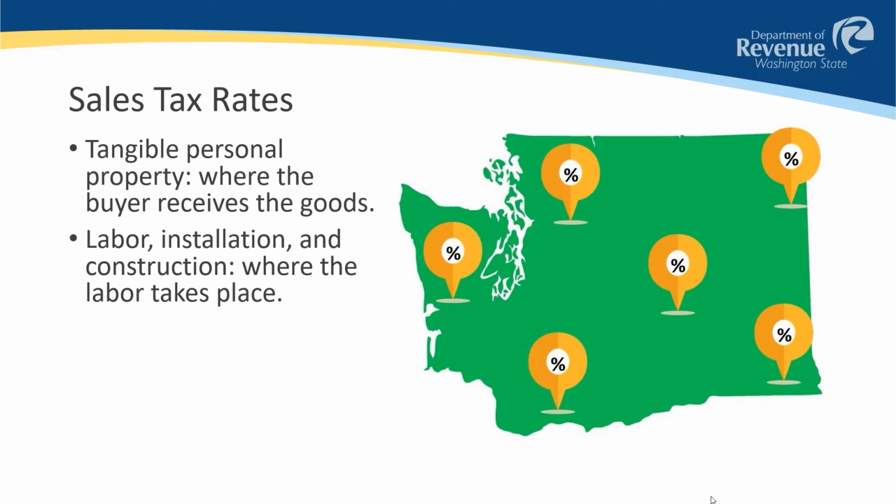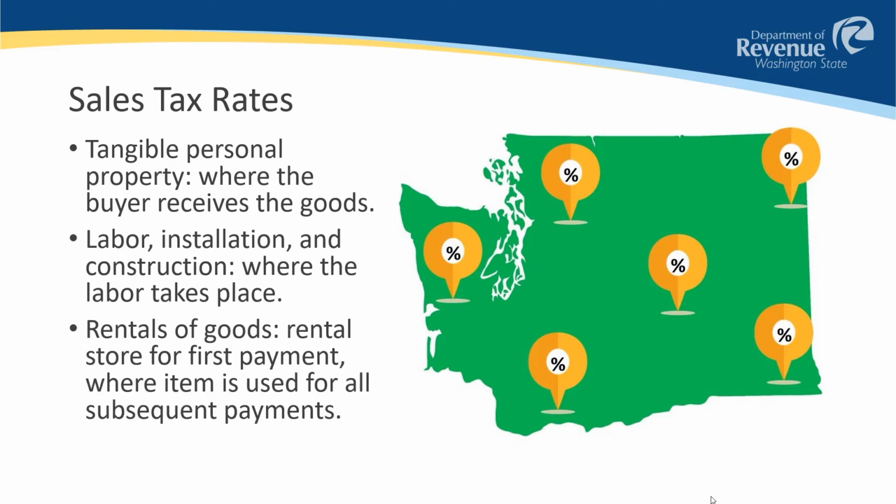For rentals of goods with a single payment, the local rate is based on where the customer picks up the rental item. For rentals with multiple payments, the first payment is taxed at the location where the rental item is picked up, with the rest of the payments taxed at the location where the rental item is used.